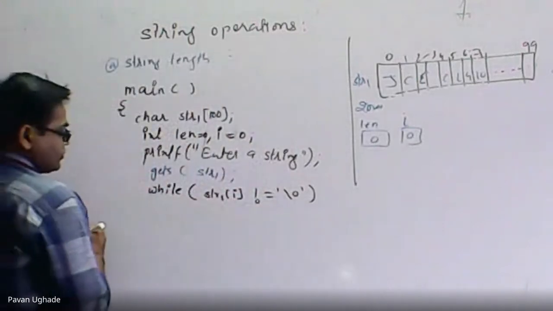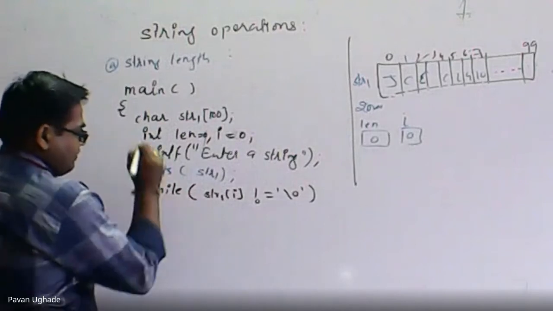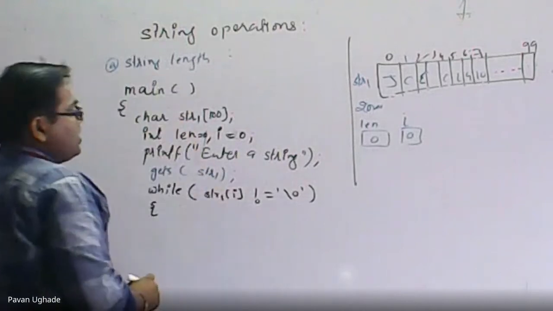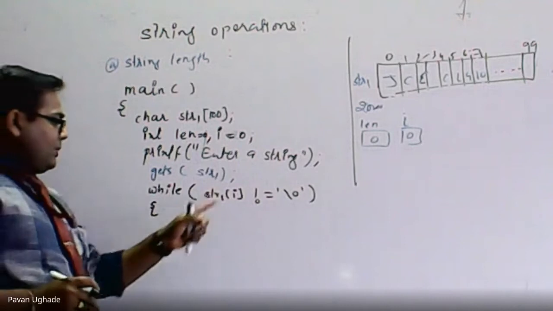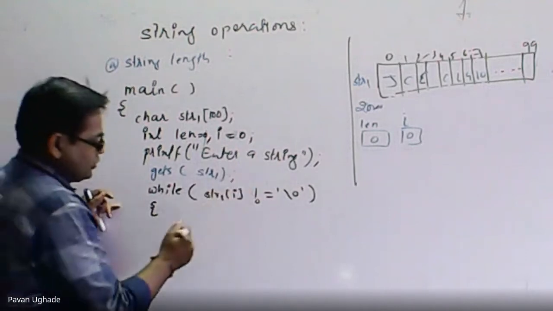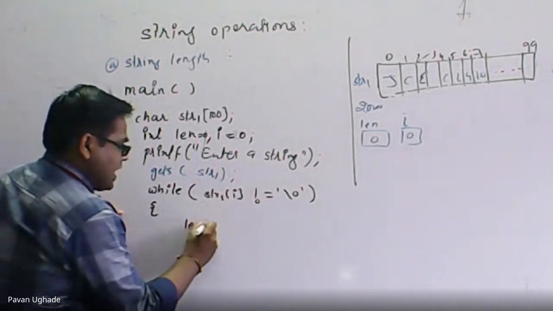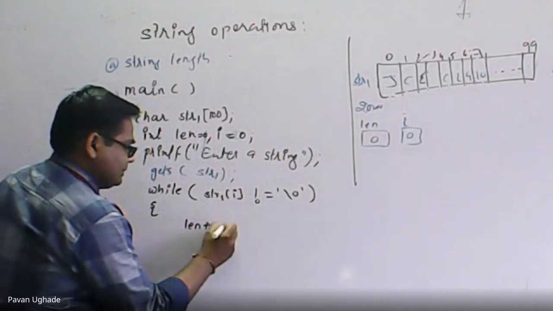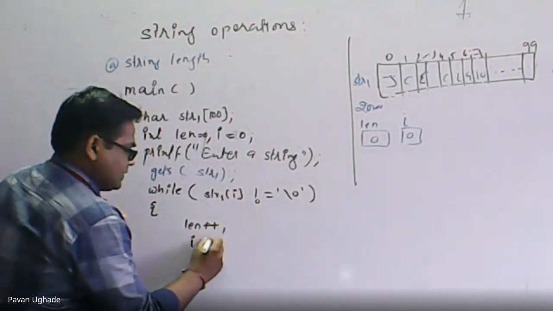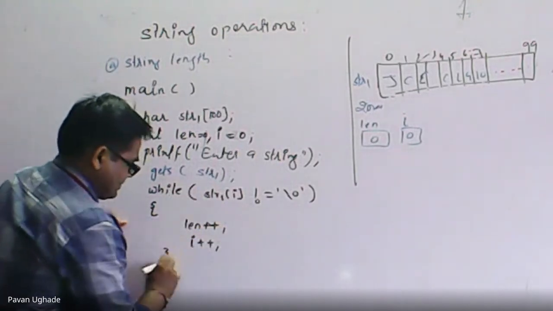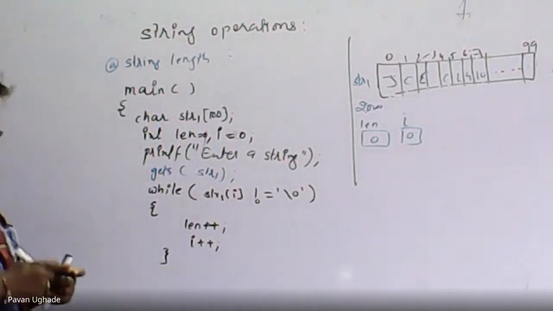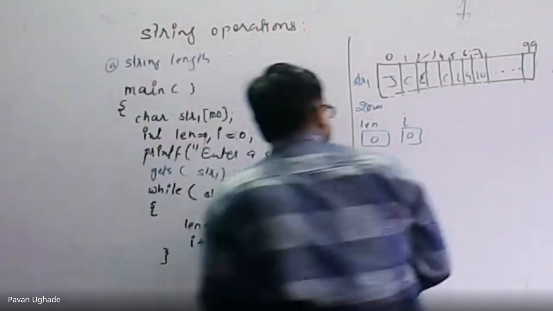So we are saying, while it is not equal to backslash 0, simply we will do len plus plus and i plus plus. Simply you go ahead like this. Let's see. We'll follow the same thing.